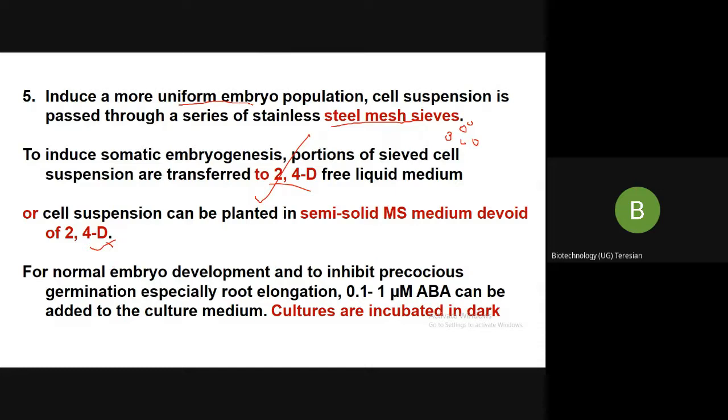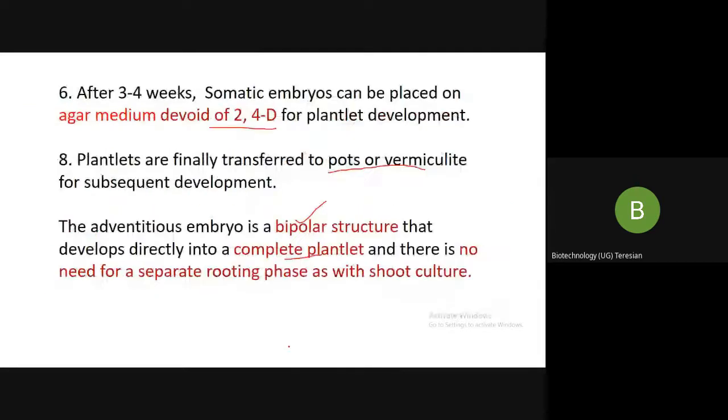And then, for normal embryo development and to inhibit precocious germination, that I told you about, they germinate very fast. When they germinate very fast, what happens? The seeds are very weak. So to avoid that, abscisic acid can be added into the culture, and the cultures are incubated in the dark.